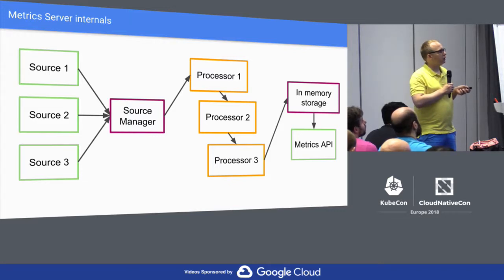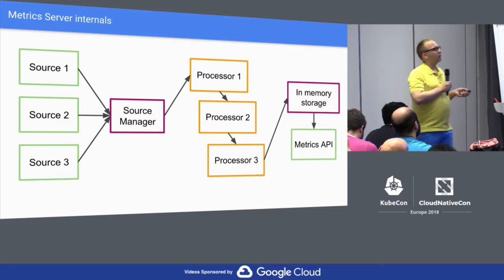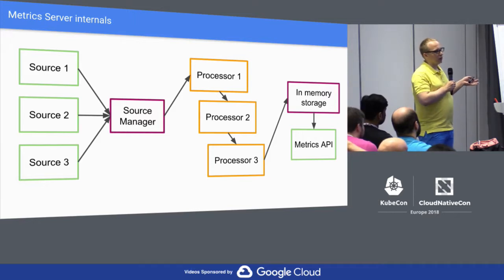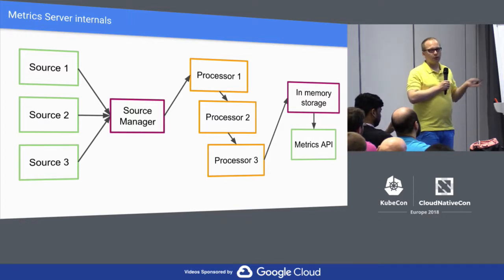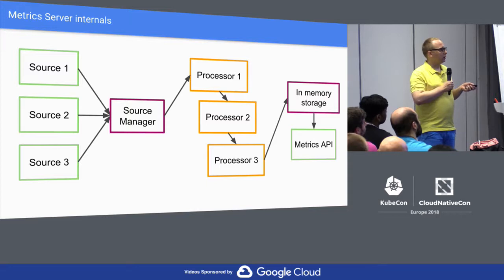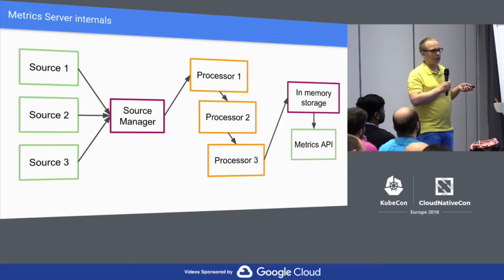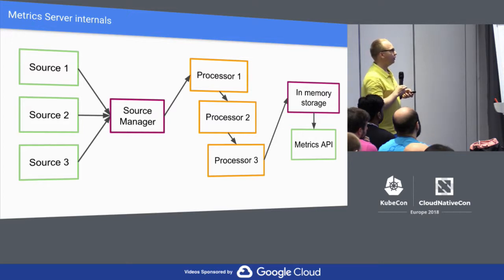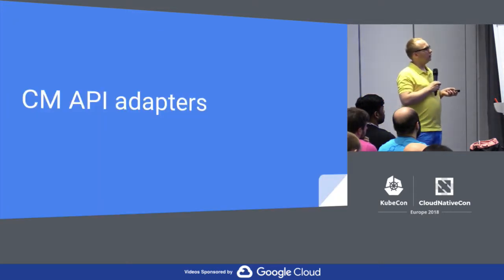Then there are processors that are enriching the scraped metrics with metadata, like labels, node name, and some others. It also aggregates some metrics. For example, in order to aggregate metrics about a node, we need to aggregate metrics from all pods running on this particular node. Then the data are stored in in-memory storage and can be reached through the metrics API. So this is a pretty common architecture for many monitoring systems.